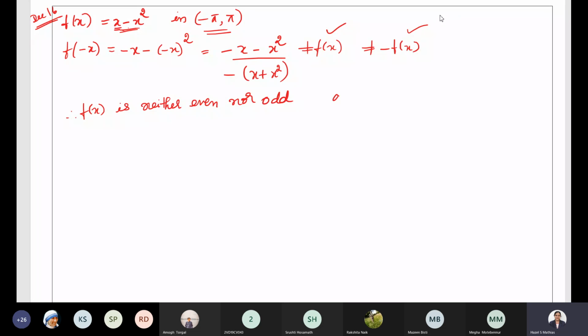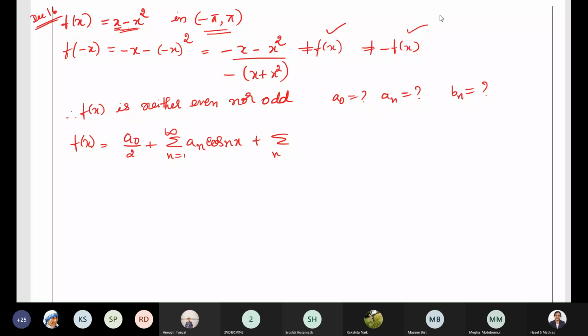So what we have to do? We have to find all the three Fourier coefficients a naught, an and bn. So let us write down the Fourier series expansion. It is a naught by 2 plus summation n equal to 1 to infinity an cos nx plus bn sin nx. This is the Fourier series expansion and the Fourier coefficients.